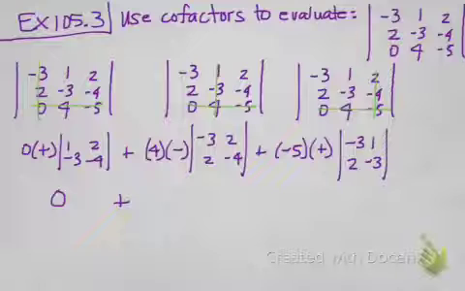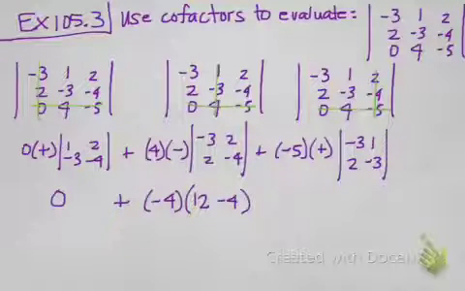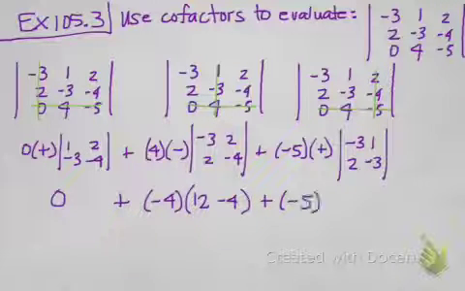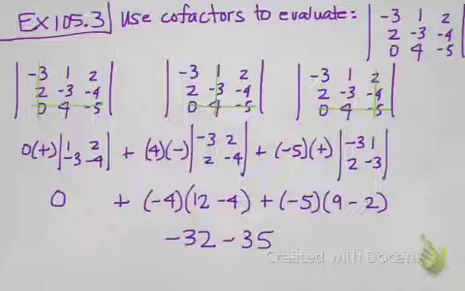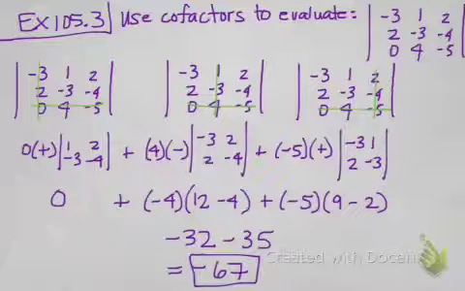So 0 is going to be the first term because 0 times anything is 0. Then we have negative 4 times the determinant. So negative 3 times negative 4 is 12 minus 2 times 2, which is 4. And then plus negative 5 times negative 3 times negative 3, which is 9, minus 2 times 1, which is 2. So 9 minus 2. So we're left with 12 minus 4 is 8 times negative 4 is negative 32. 9 minus 2 is 7 times negative 5 is negative 35. Negative 32 minus 35 is negative 67.